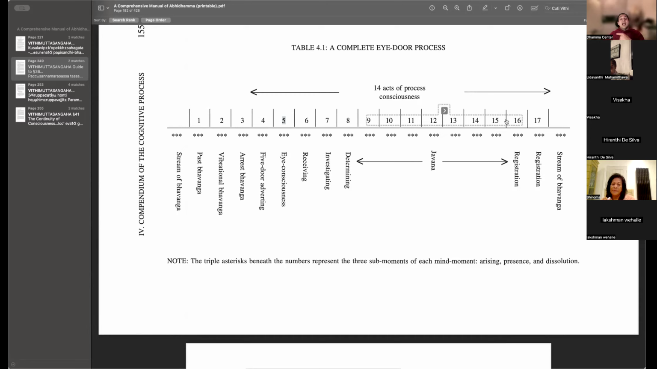Right? But that will happen in subsequent vithis that will arise taking that object. Taking that object. Does that make sense, everyone? Any questions?